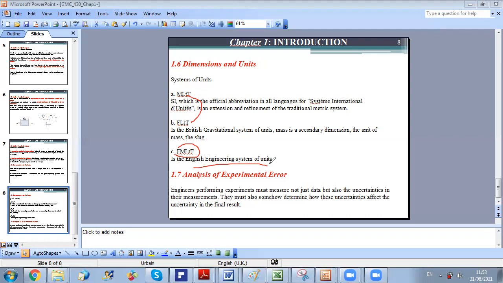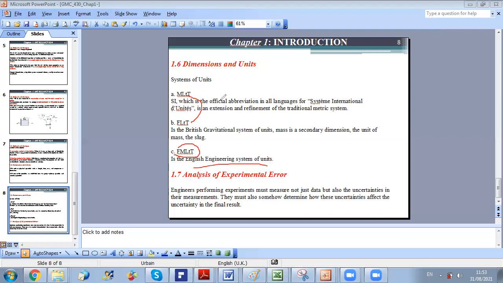For time, it's second. And for temperature, it's Kelvin. Okay. Now, in the case of the British gravitational system, you will deal with slug for mass. You will deal with lb for force. For time, it's the same. It's second. While for temperature, it is Fahrenheit units.